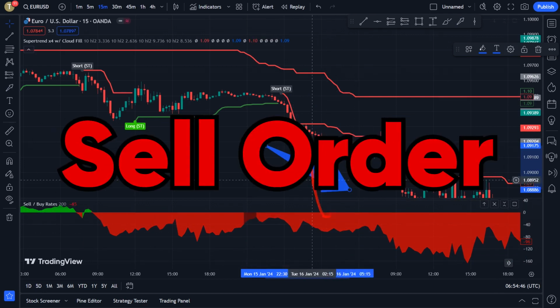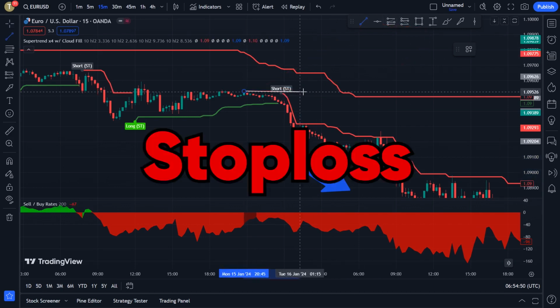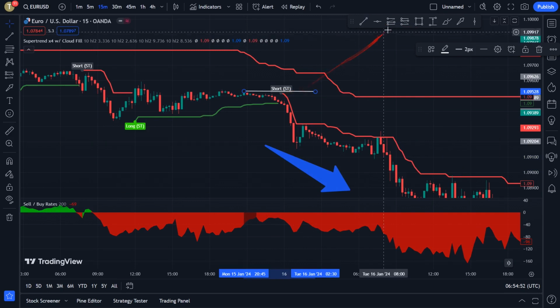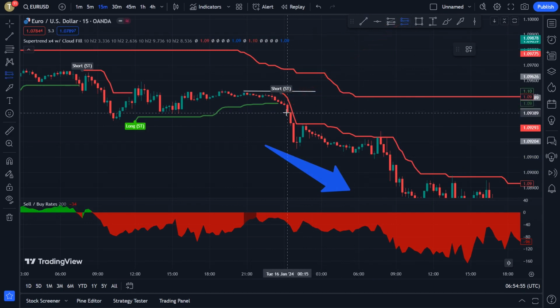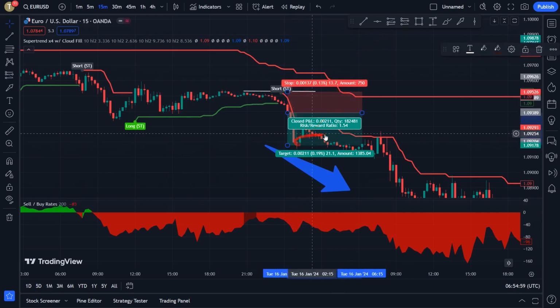Now, if all these conditions are met, we understand that this point is a good entry point for a sell order. And to adhere to the capital management rules, we can place our stop loss above the Super Trend indicator line or above the last swing high. And the risk to reward ratio will be 1 to 1.5. And wait for the trade to close with profit.